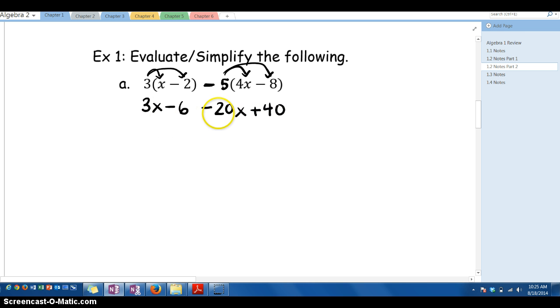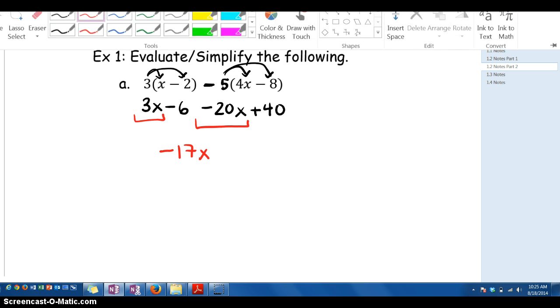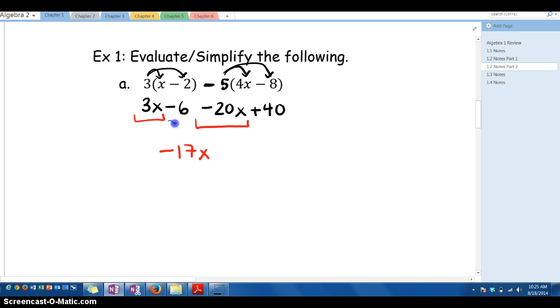And then we're going to combine like terms. Well, you can see that 3x and negative 20x are like terms, which gives us negative 17x. And we also can see that the numbers are like terms, so negative 6 plus 40 is going to give us positive 34. So here's our final simplified expression.